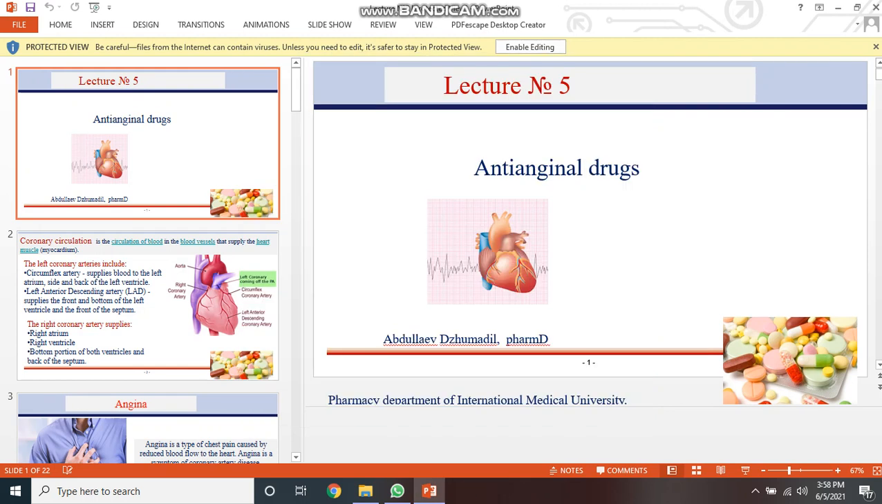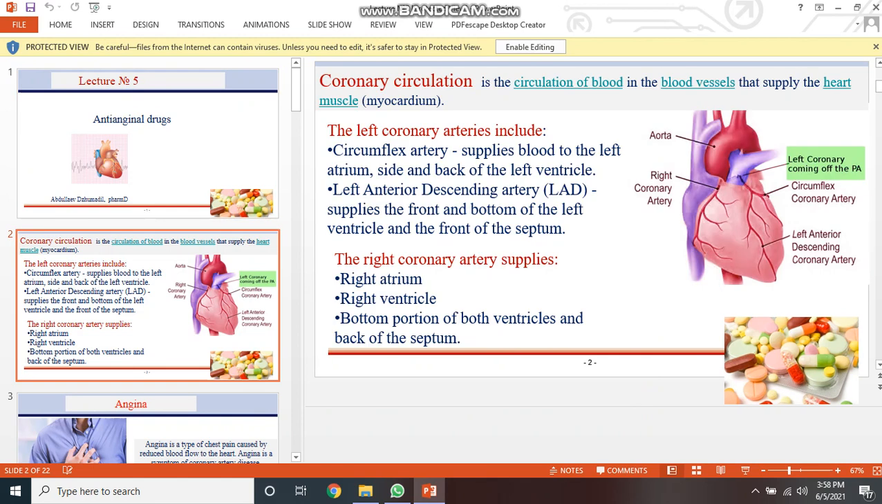Now we have to talk about anti-anginal drugs. Coronary circulation is the circulation of blood in the blood vessels that supply the heart muscle, the myocardium. The left coronary artery, including the circumflex artery, supplies blood to the left atrium and the back of the left ventricle. The left anterior descending artery, that is LAD, supplies the front and bottom of the left ventricle and the front of the septum.